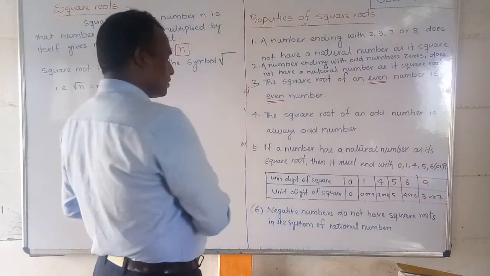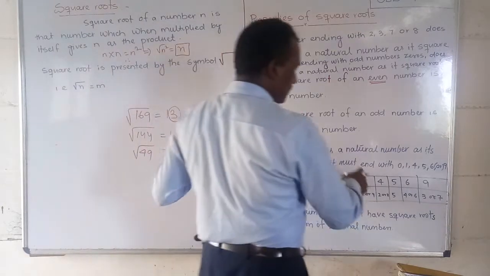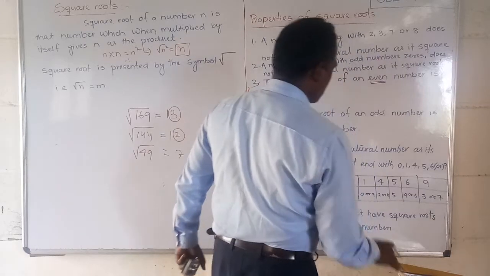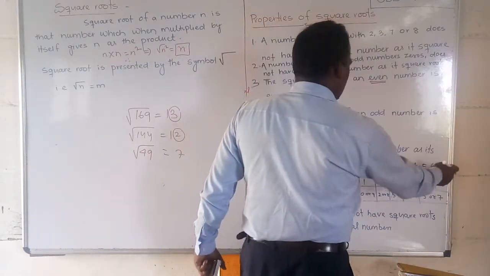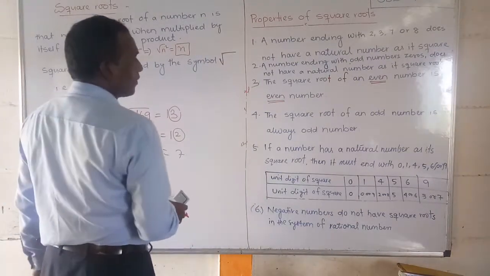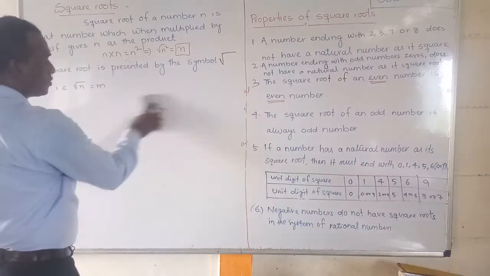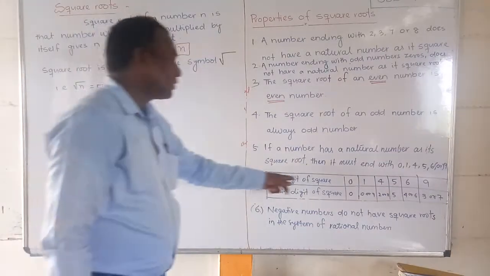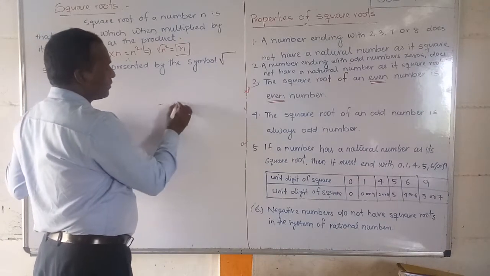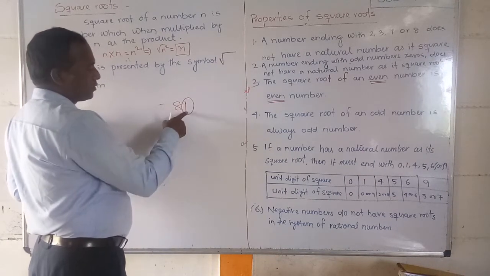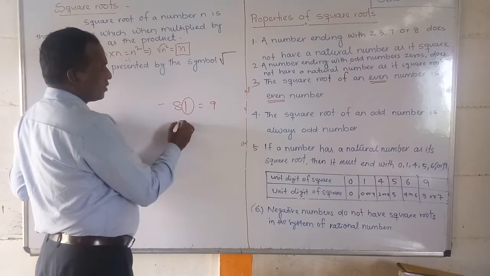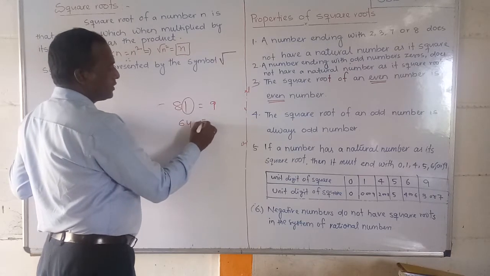Are you clear, students? So it is 1, 4, 5, 6 or 9. Then it must end with 4, 5, 6 or 9. So if you check the unit digit, suppose we say 81. What is the unit place? 1, and the root is 9. If we say next, 64, the root is 8.